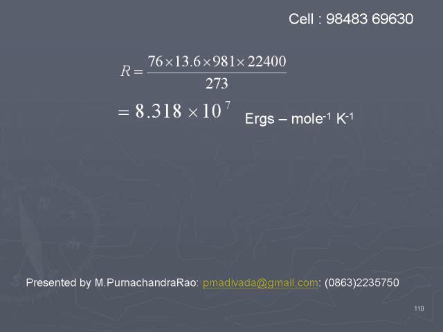8.318 into 10 to the power of 7 ergs per mole per Kelvin. Or it can be written as 8.318 joules per mole per Kelvin.